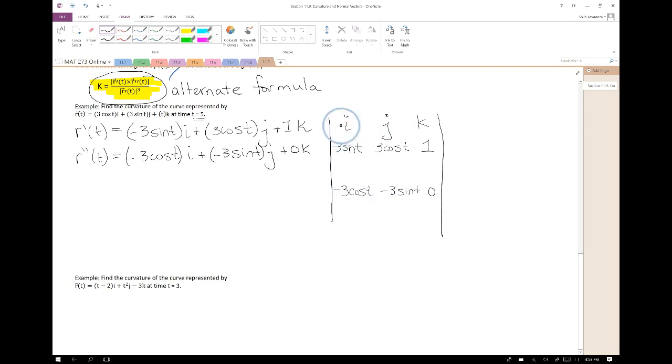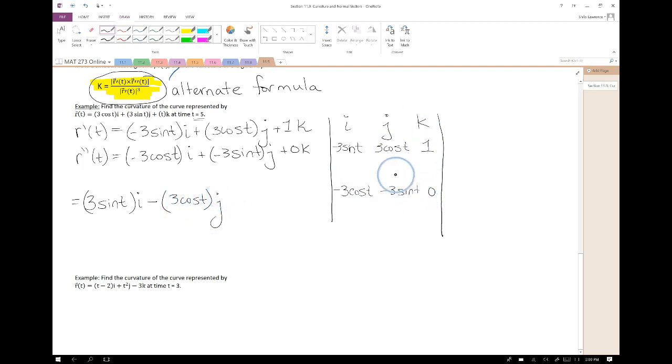So for i, remember, you're going to cross off i's row and i's column and do the 2x2 determinant of what's left over. We get 0 minus negative 3 sine t, which is just 3 sine t for the i. For the j, if you cross off j's row and j's column, you get 0 minus negative 3 cosine t. And remember, when we go to j, we switch the sign, and that determinant was 3 cosine t for the j.